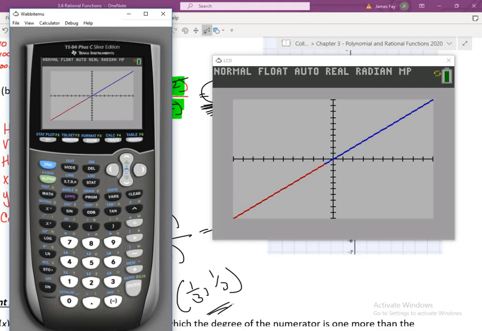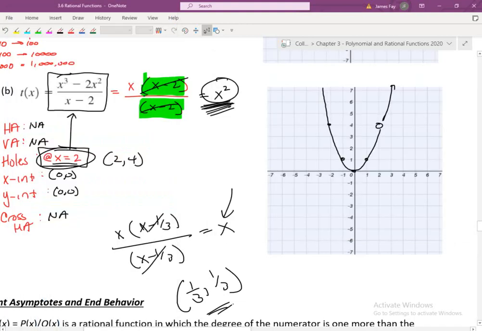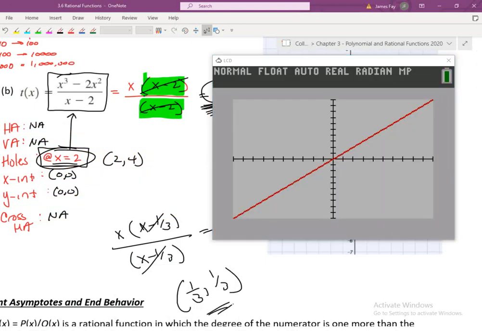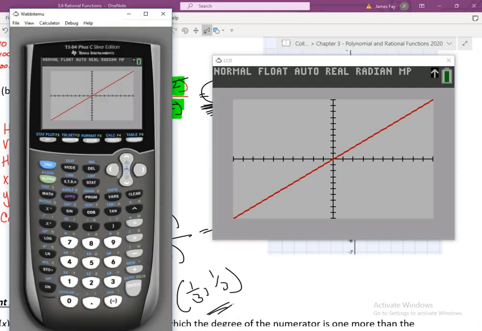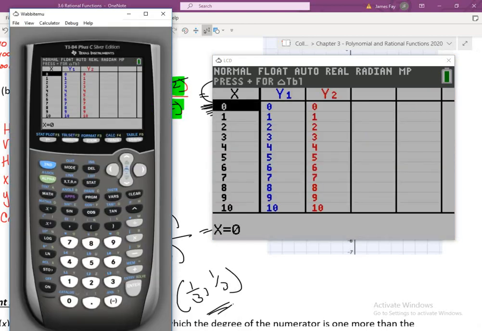And then the red one is the reduced one. And they're the same, right? So would anybody have looked at this initially and thought, yep, that's the line y equals x? No, okay? Now, if I go to my second table, do you see any errors?